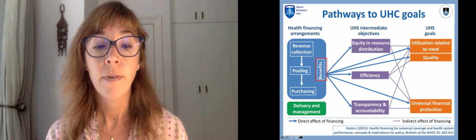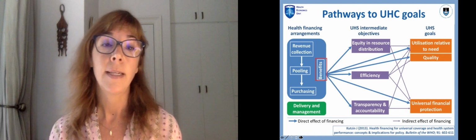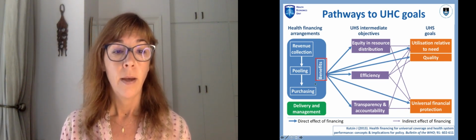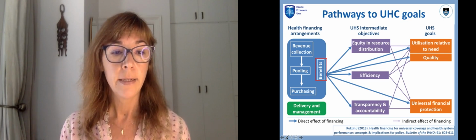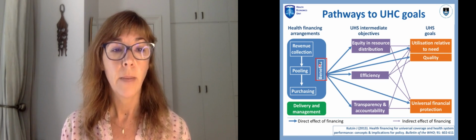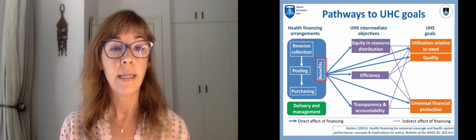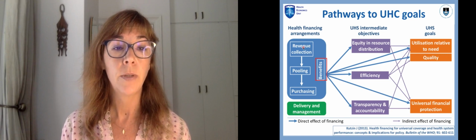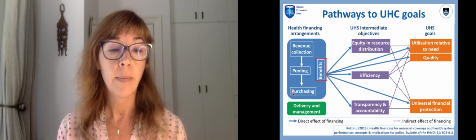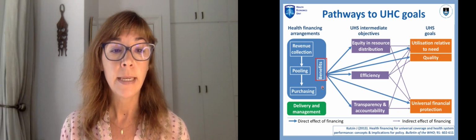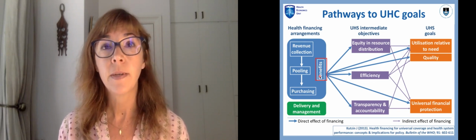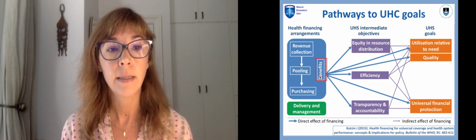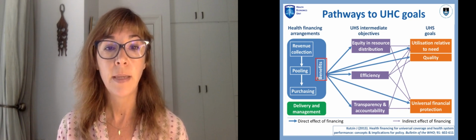So here we have the Coutson framework, otherwise known as Pathways to UHC Goals. Here on the left-hand side in the blue, you have different health financing arrangements to do with revenue collection, pooling, and purchasing, and importantly, this then leads to those benefits, those diagnostics, those vaccines, those medicines that are part of the UHC package.